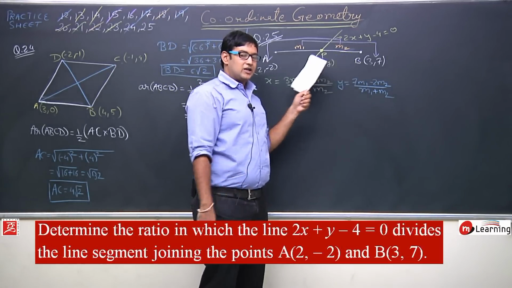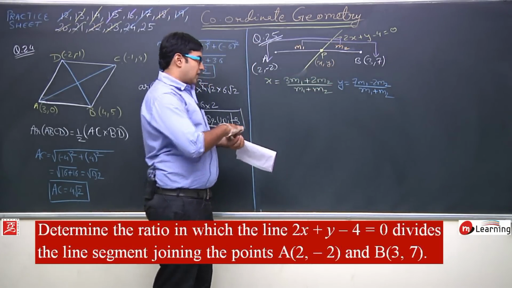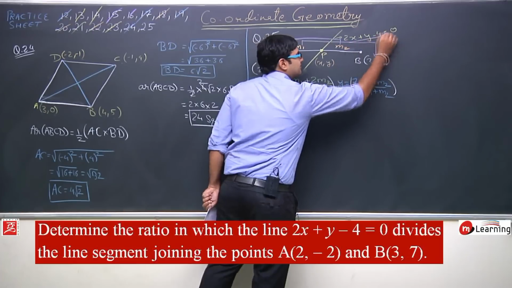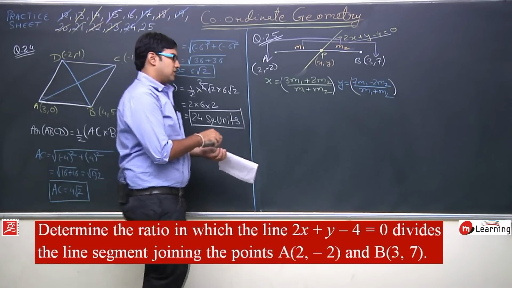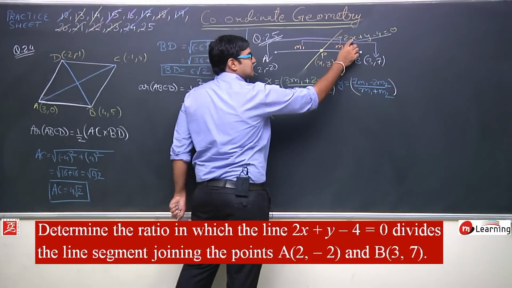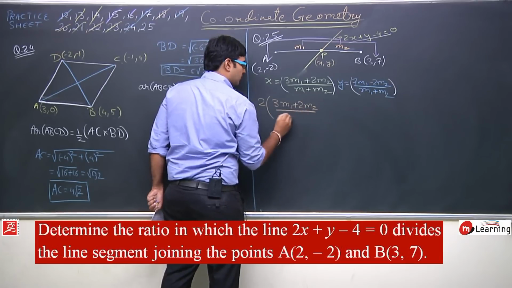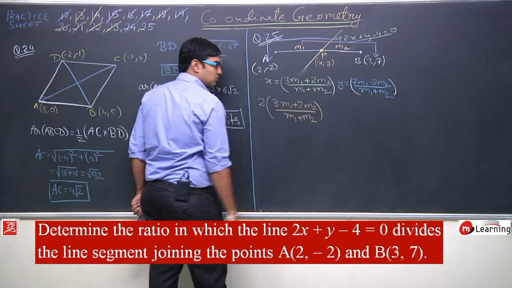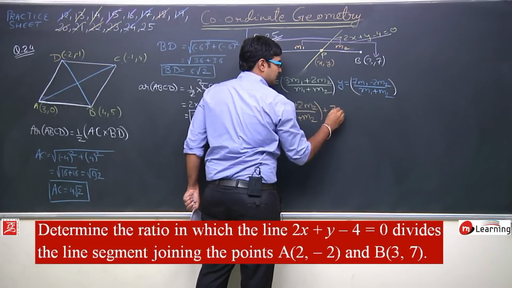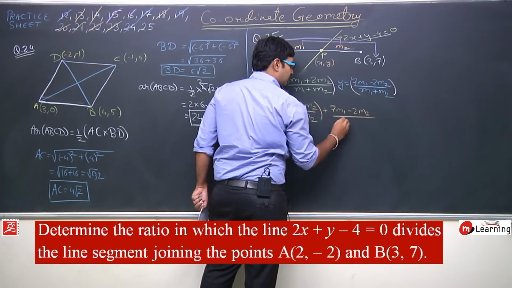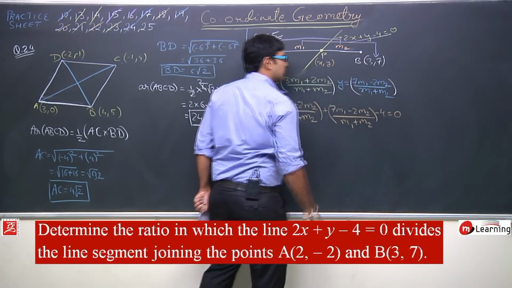Now, since I said point P lies on this line, point P will satisfy the equation of this line. This means if I substitute these values of x and y into this equation, it must satisfy it. So what should I get? In place of x, I can write (3m1 plus 2m2) upon (m1 plus m2), plus y, in place of y I will write (7m1 minus 2m2) upon (m1 plus m2), minus 4 is equal to 0.